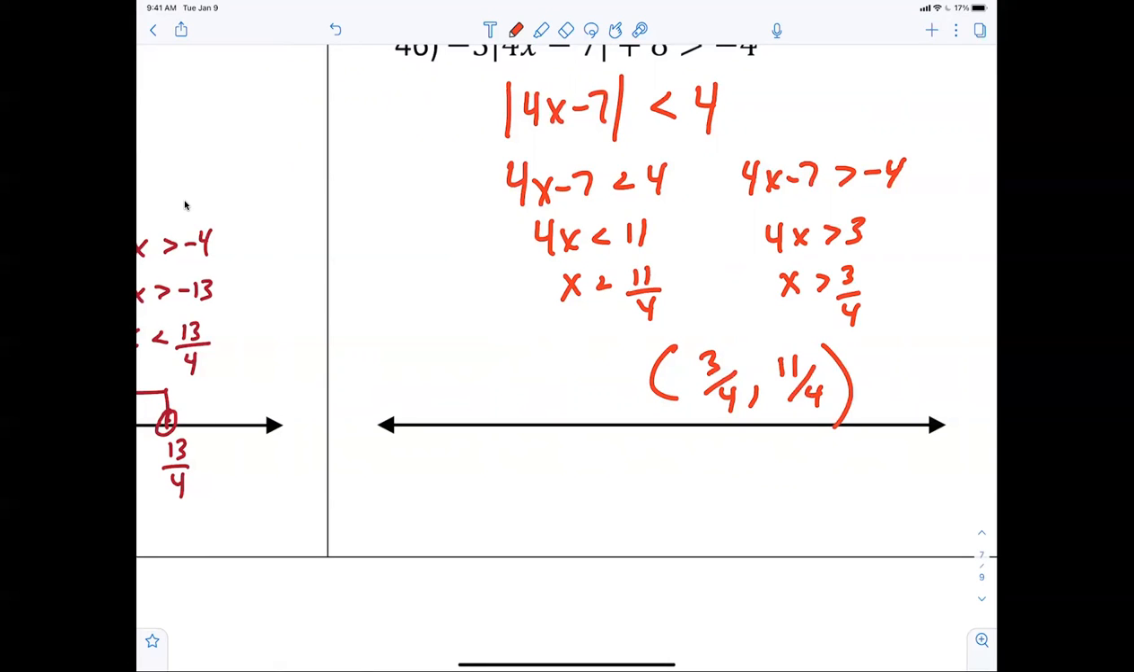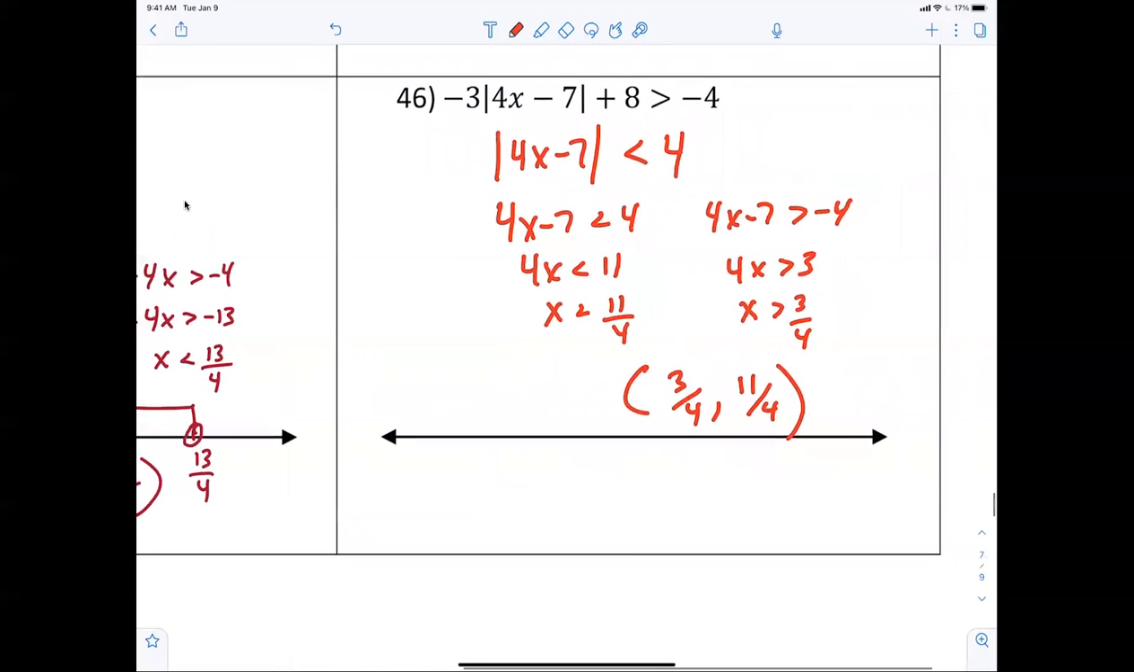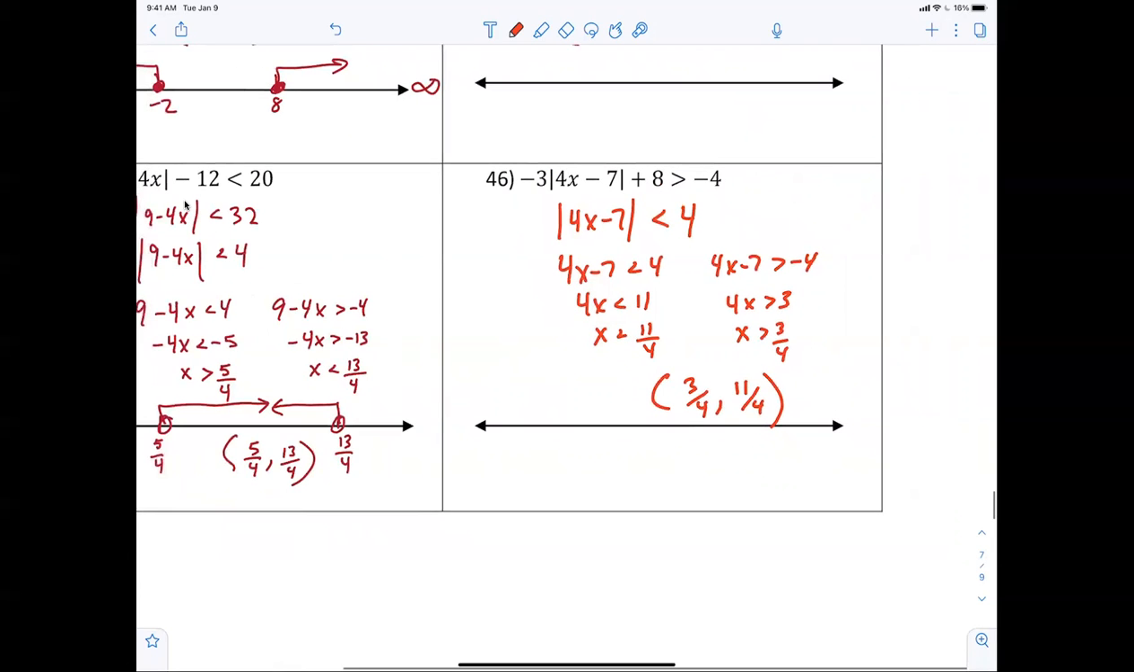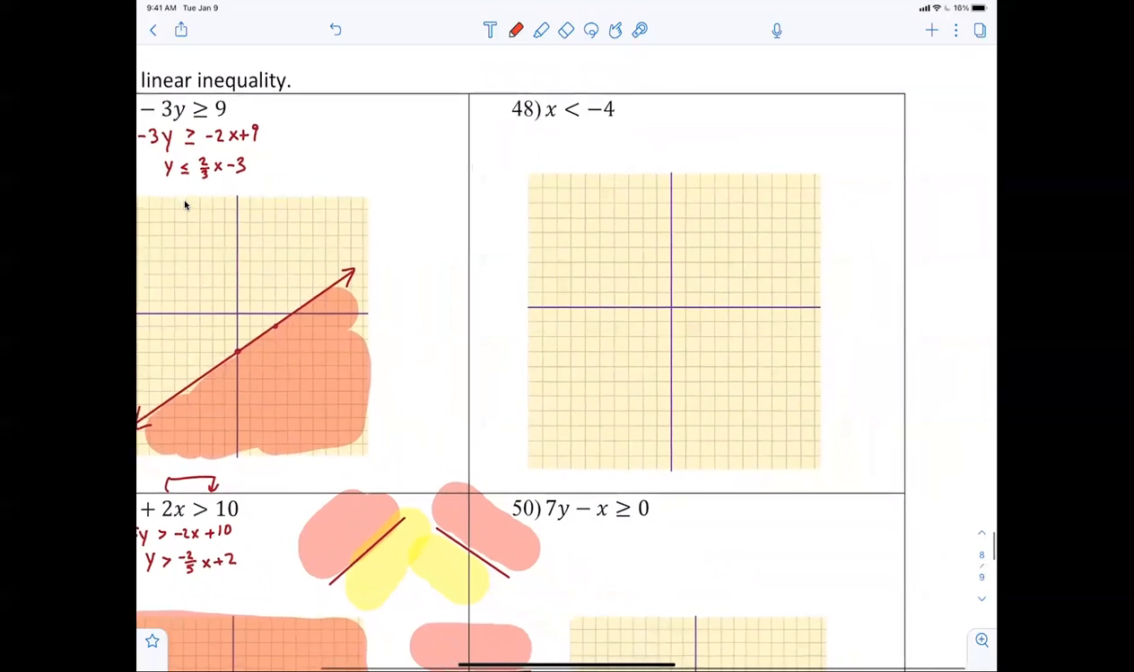How's that? Yes, sir. -4 plus 7, right? You sure? All right, not bad. All right, now let's knock out the graphing.